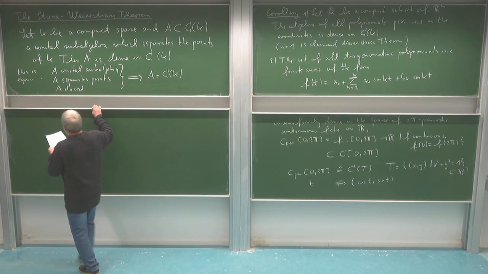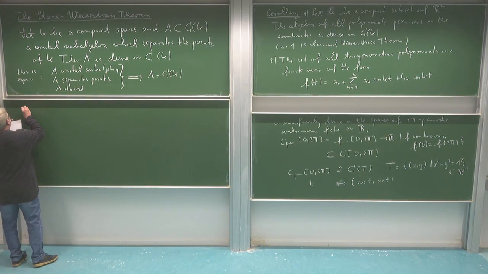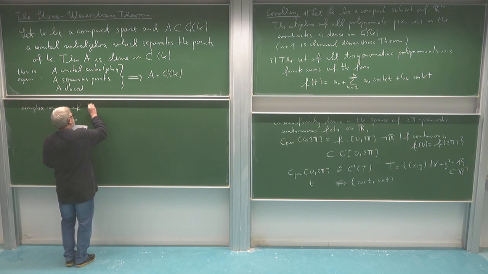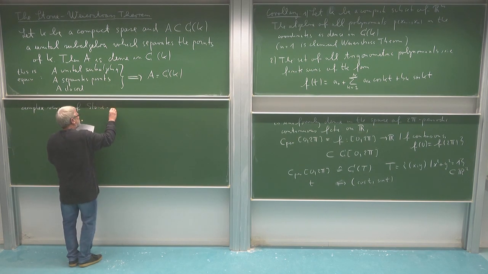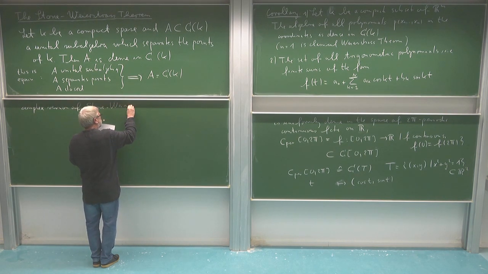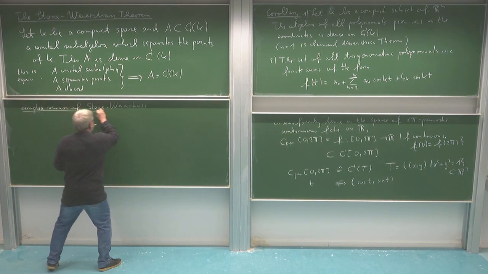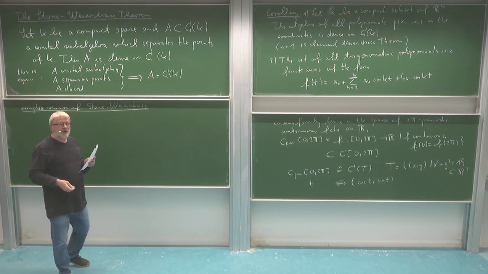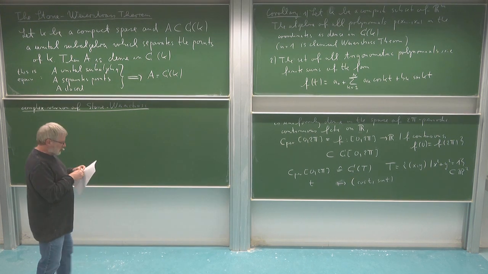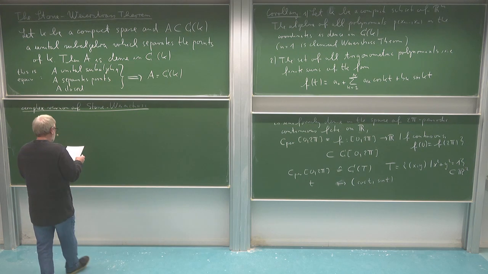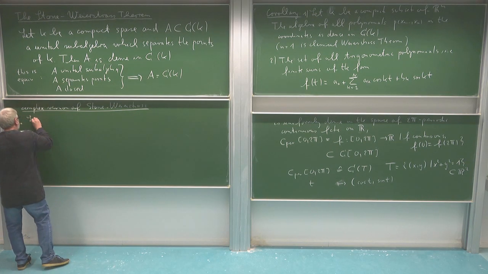So maybe I just want to write down the statement, namely the complex version of Stone-Weierstrass, which is the one which we are going to use later, because if we are talking about Banach algebras, usually we will consider complex versions. But anyhow, it's nothing new. It follows more or less directly from this. So let me write down the statement.